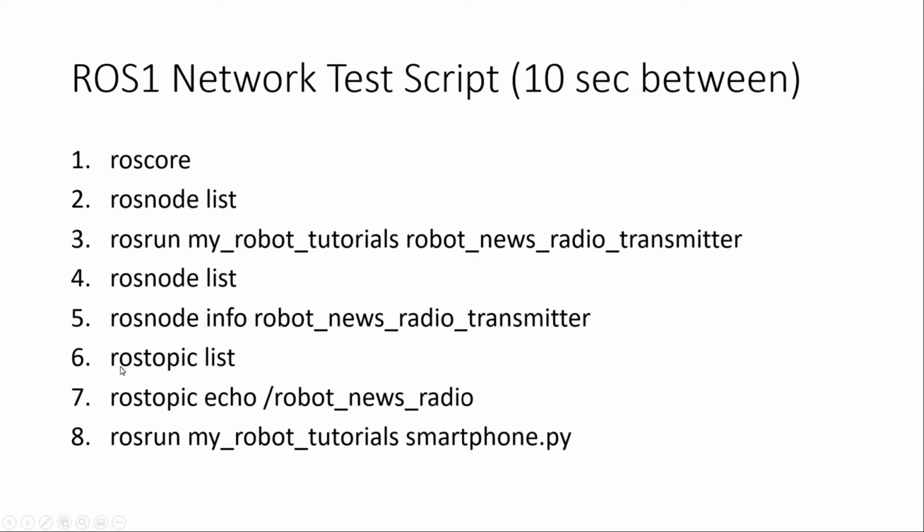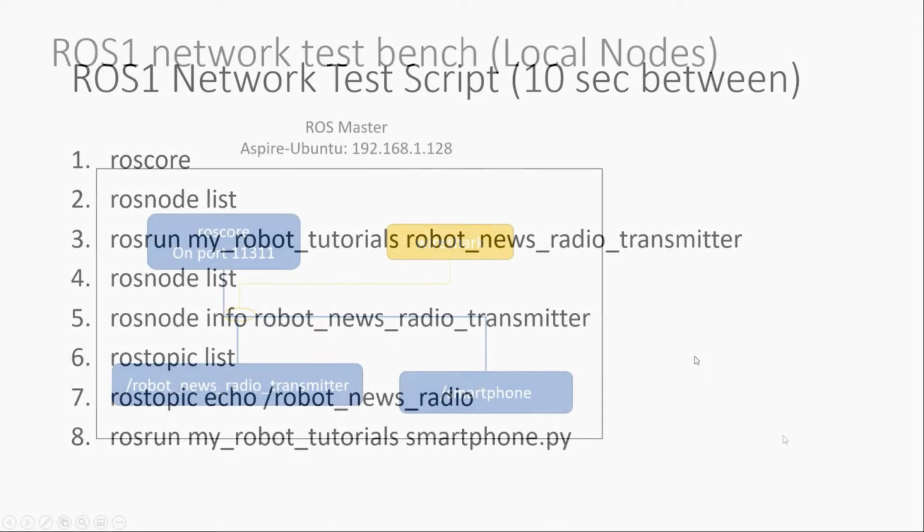Wait 10 seconds. Then I'll do a rostopic list, which will show me the topics being published. This Robot News Radio topic should be published, so after 10 seconds I'll do a rostopic echo on Robot News Radio, so I should be able to see what this Robot News Radio transmitter publisher is publishing. Then I'll wait 10 seconds, then I'll run a subscriber node to that topic as well. So I'll do a rosrun of smartphone.py, which listens to the Robot News Radio topic for that publisher.